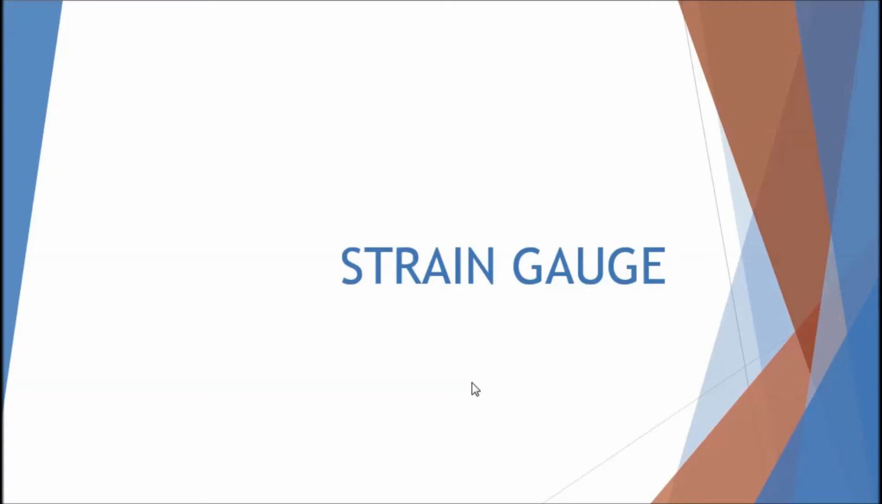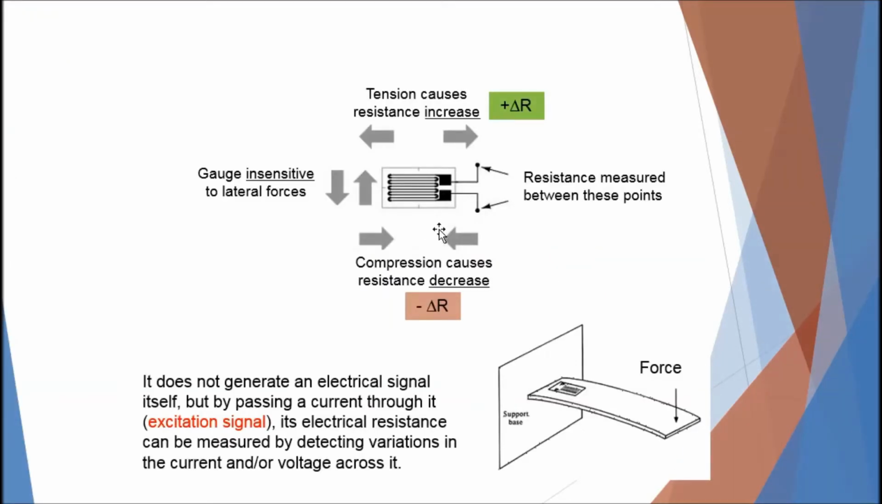So the first one is the strain gauge sensor, which is one of the active sensors. In your slide, you have seen that this is a strain gauge sensor. The sensor has its own default resistor, so let's call it R. And then if you give this force in this direction to your sensor, the sensor will experience a tension. When it experiences tension, it will increase the resistance. So that's why you have the plus sign.